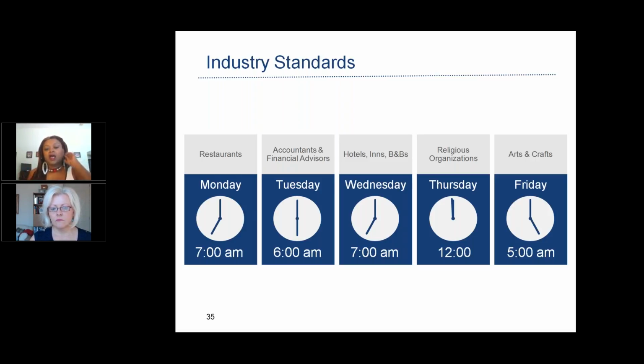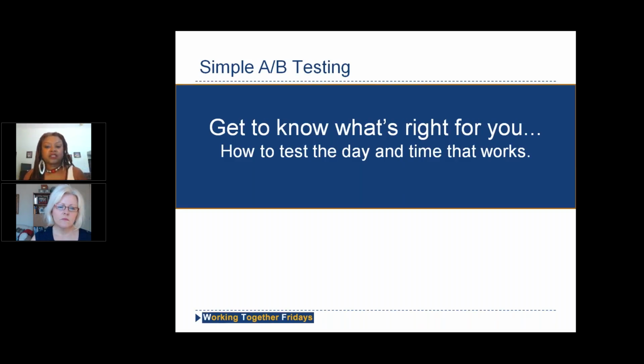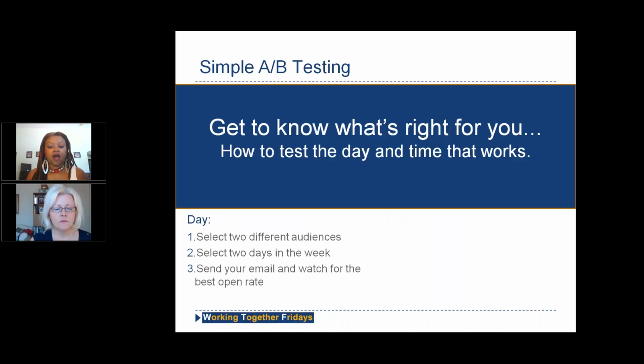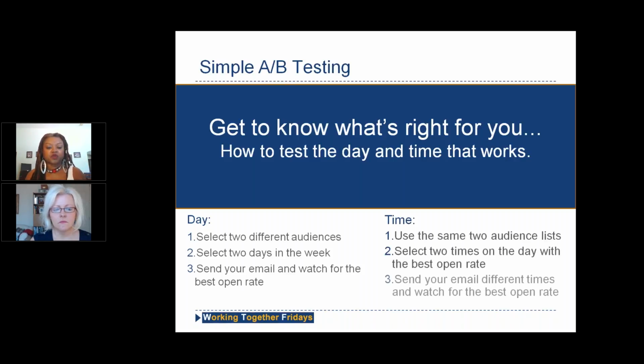Next slide. And even though those are some industry standards, there's a simple A/B testing that you can also do for yourself to see what's the best time for you to send your information. So Pam, go ahead and click the rest of the slide. You can take your audience, say you have a list of 100 people, and split that list in half and do one as list A, one as list B.